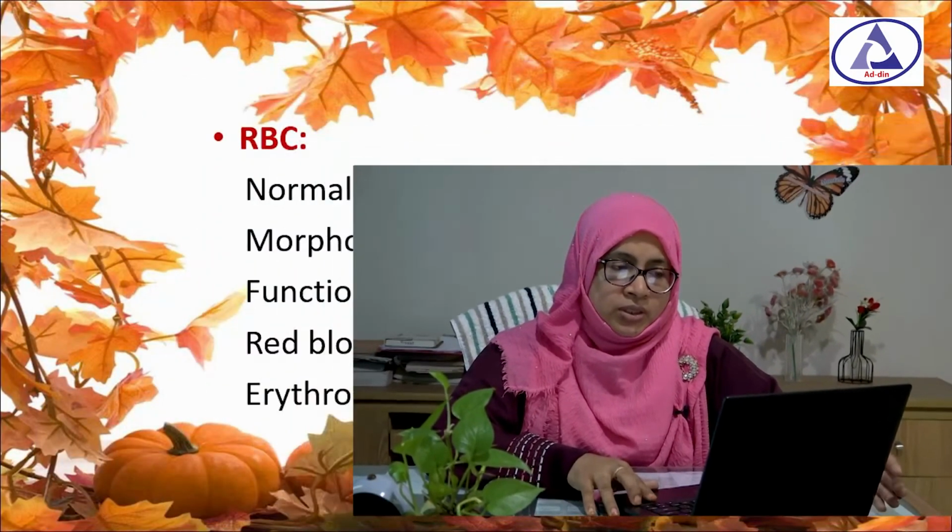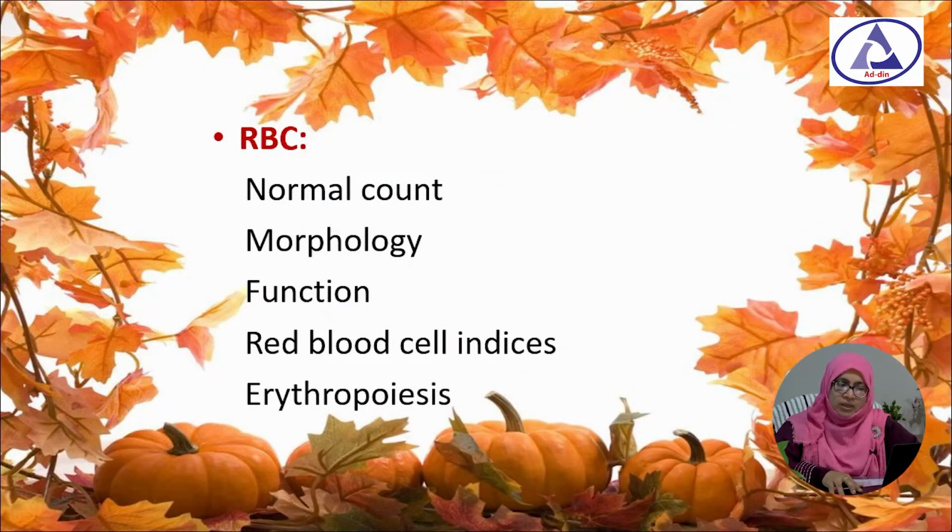Today I am going to discuss RBC. You know, blood is composed of three types of formed elements, that is RBC, WBC and platelets. RBC means red blood cell. Today we are going to learn about the normal count, morphology, its function and erythropoiesis.